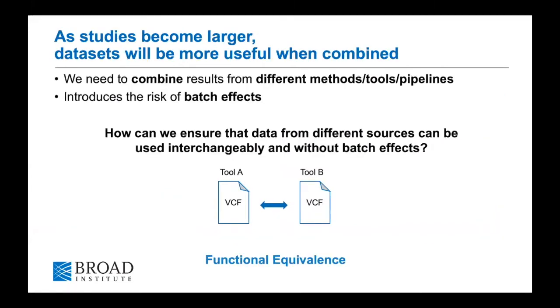However, as studies become larger, datasets are more useful when they're combined. So the idea is to really combine results from different tools or methods or pipelines, which does introduce the risk of batch effects if the pipelines produce slightly different results. So the question is, how can we ensure that data coming from different sources can be used interchangeably and without running the risk of batch effects? And this is the question of functional equivalence.